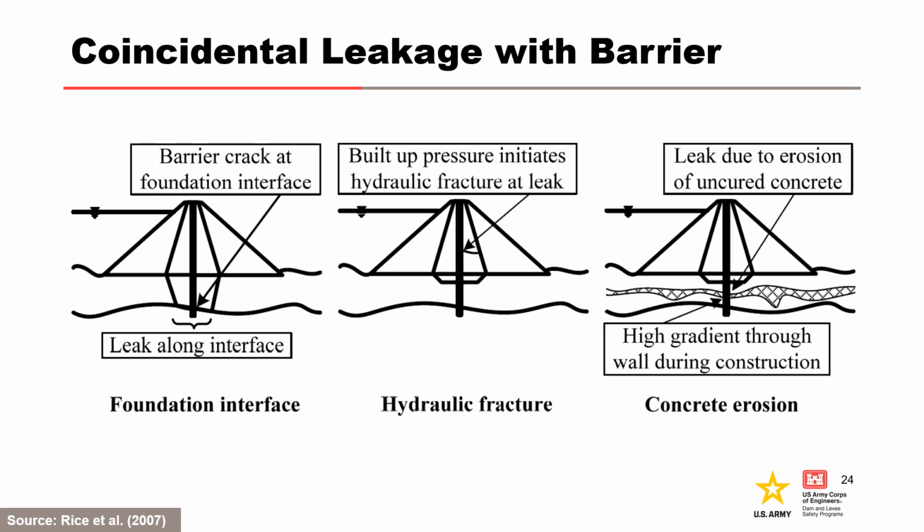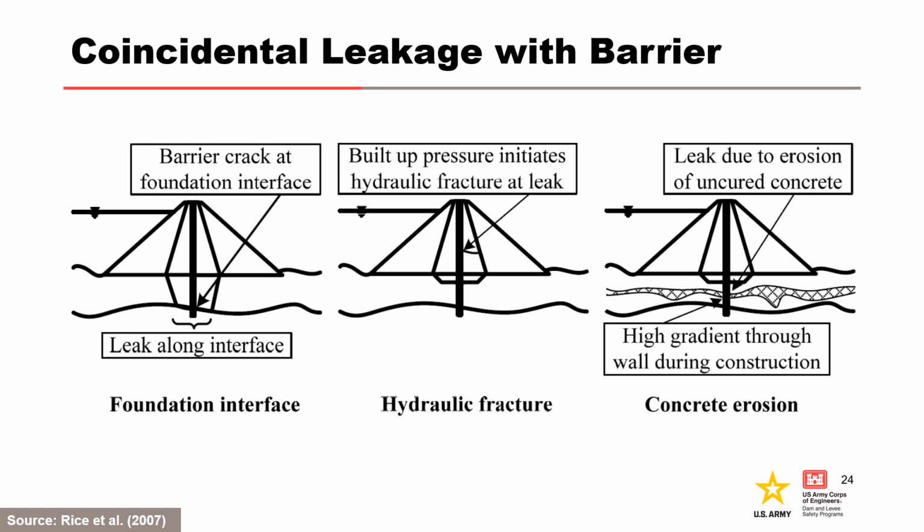The middle figure shows hydraulic fracture on the downstream side of a barrier due to elevated water pressures from flow through the defect in the barrier. Hydraulic fracture can also be caused by high water pressures on the upstream side of the barrier and leakage through the defect, stress redistribution in the core during barrier construction, or post-construction deformation.